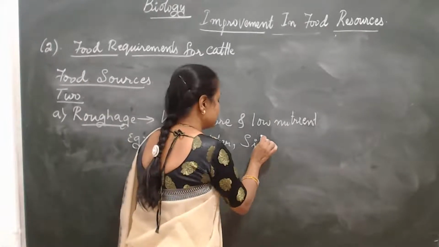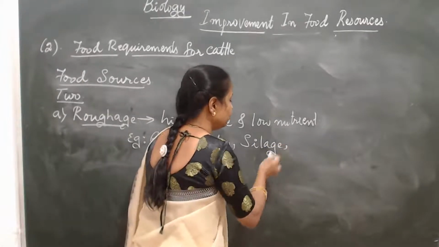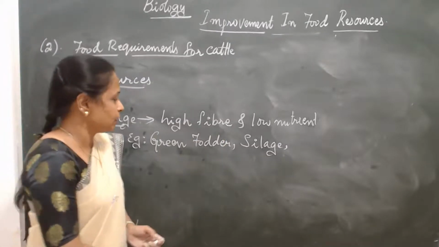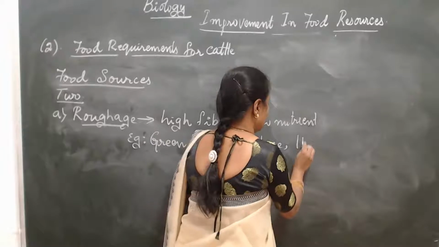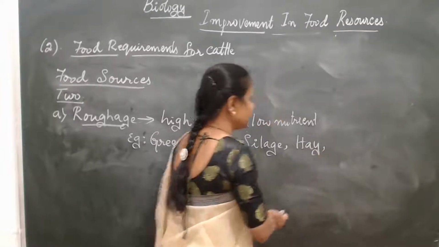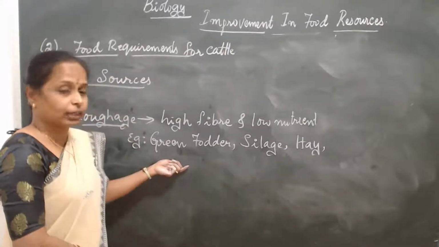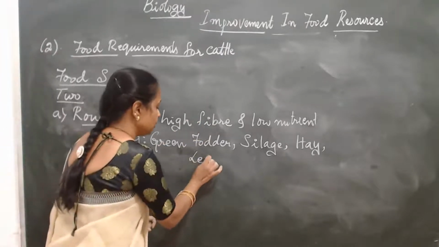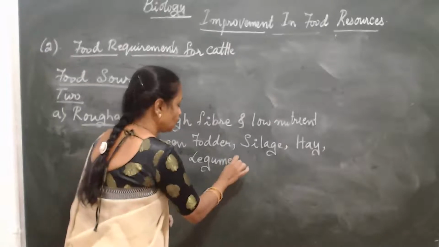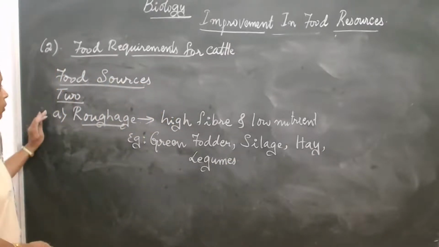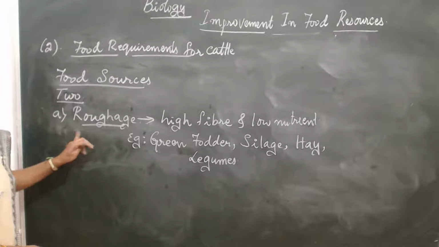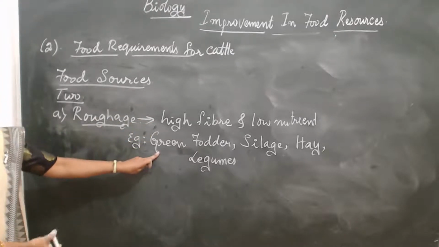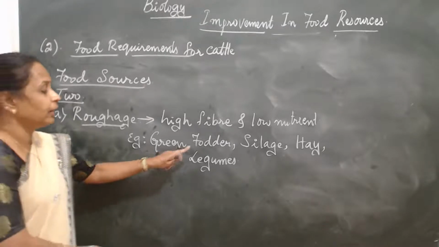And second is silage, the leafy components. It can be from any agricultural product, and is termed silage. Another is hay. Hay is the dry form of the fodder. The straws will also be given. And another is legumes. Is it clear? So the first food source is roughage, with a high amount of fiber and a low amount of nutrients, and the best example for roughage is green fodder.